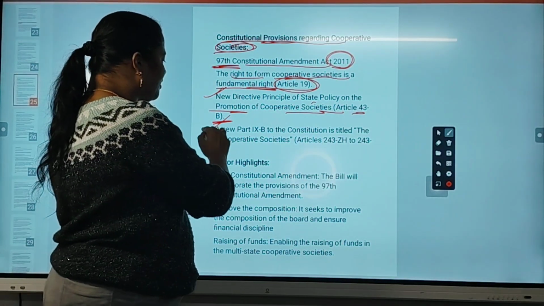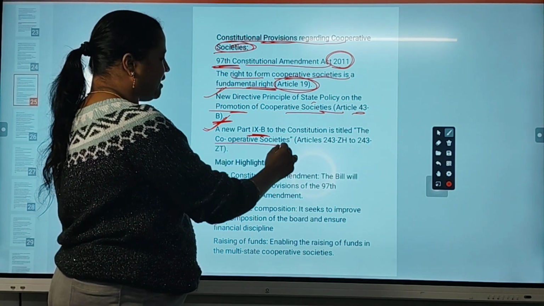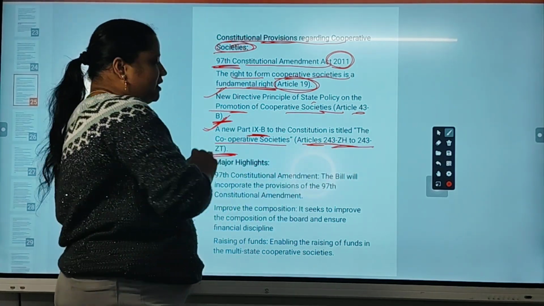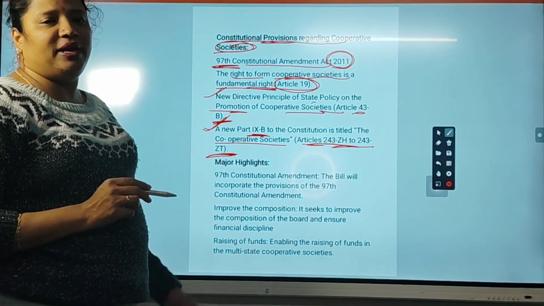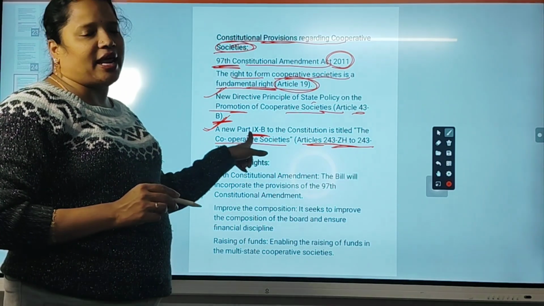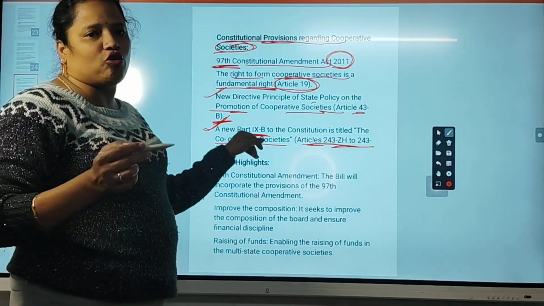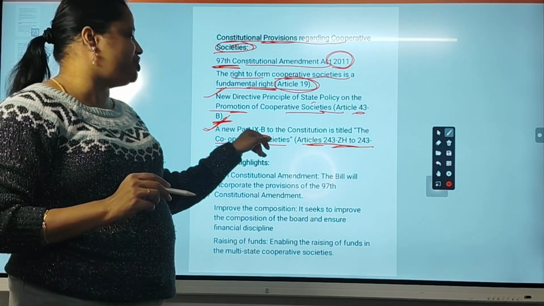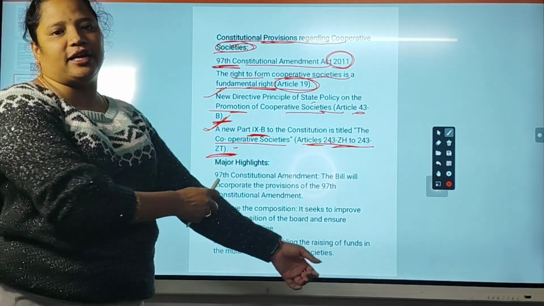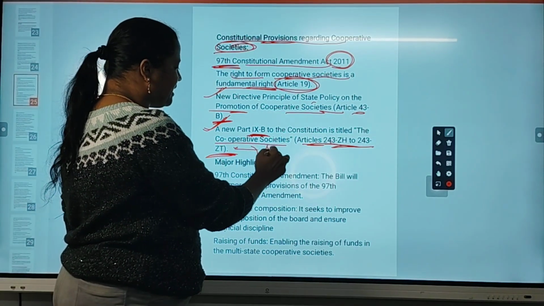A new Part 9B to the Constitution is titled the Cooperative Societies, Articles 243ZH to 243ZT. So in Part 9B of the Constitution, cooperative societies are also mentioned under Articles 243ZH to 243ZT. Under these articles, the amendments have come up now.